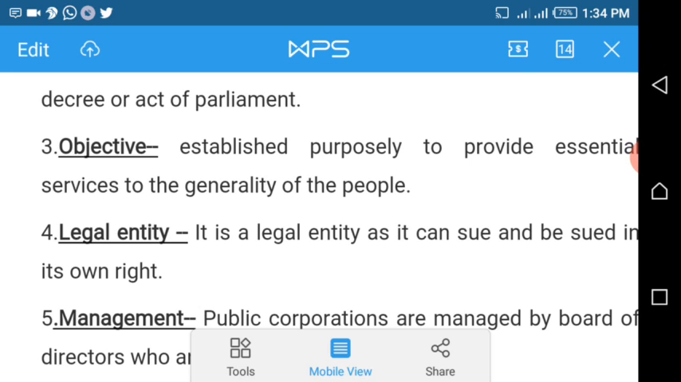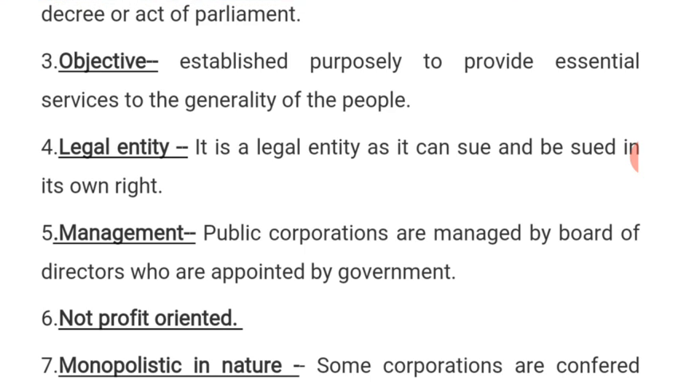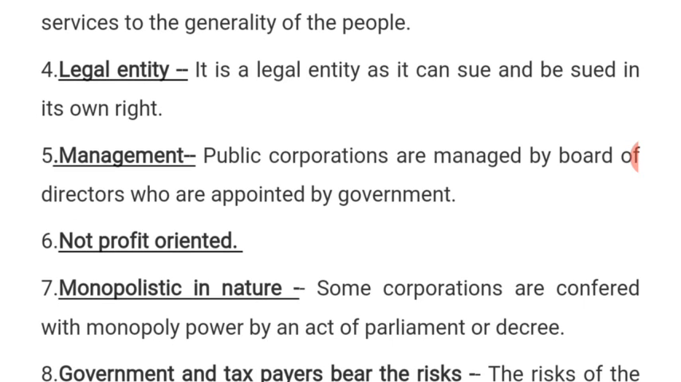Not only that, the owner of a public corporation is distinct from the business. Whenever a public corporation does anything, the government that establishes it cannot be sued, because the business is distinct, that is different from its owner. Owners are apart, business is apart. Number five, management. Public corporations are managed by a board of directors who are appointed by the government.